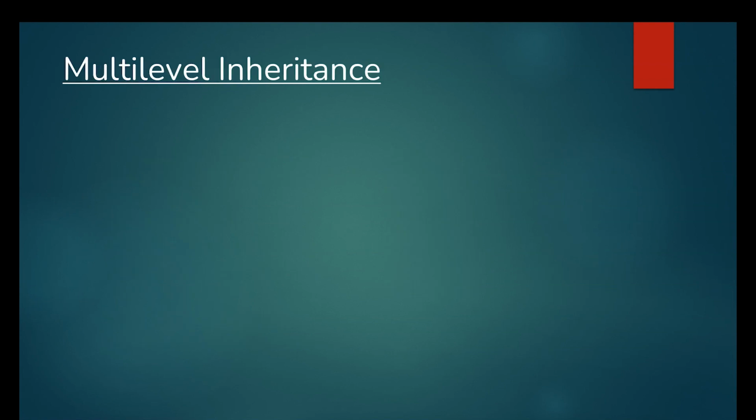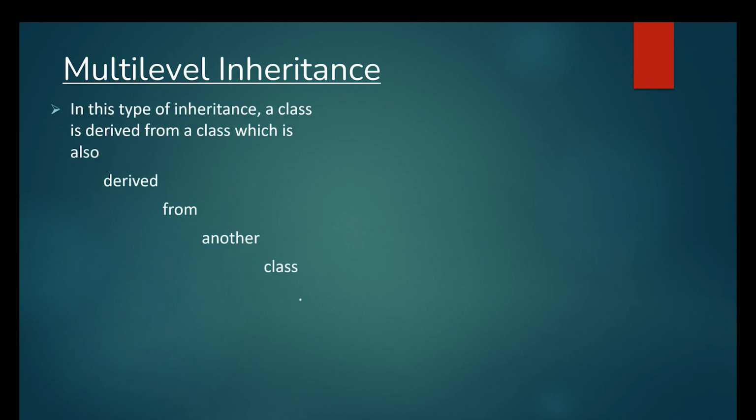Okay. Let us move to the next type of inheritance. As the name suggests, it is multi-level, meaning there will be a class A, class B, and class C. Class B is extending class A, and class C is extending class B. That is basically what multi-level inheritance is. So, if you see the first point, in this type of inheritance, a class is derived from a class which is also derived from another class. So, C is being derived from B, but B is also derived from A, right?